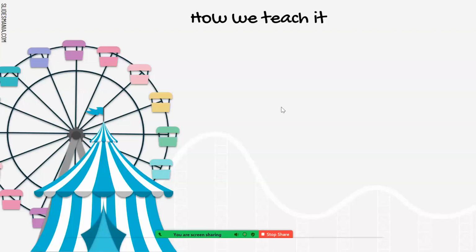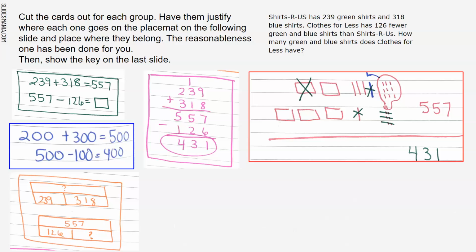Okay, so how do we teach this? Because this is a lot, right? And so one of the ways that we teach this is we use Nancy's problem-solving mat. And so this looks like a lot, but actually what you're going to do is you're going to cut out these cards for every pair of students. And you're going to have them justify where each one goes on the placemat on the following slide or the following page. So the work is done for them for this word problem, but they have to put the cards where they go and justify and talk to each other.